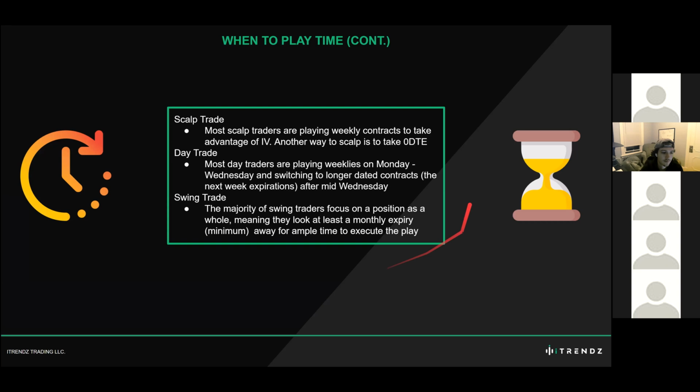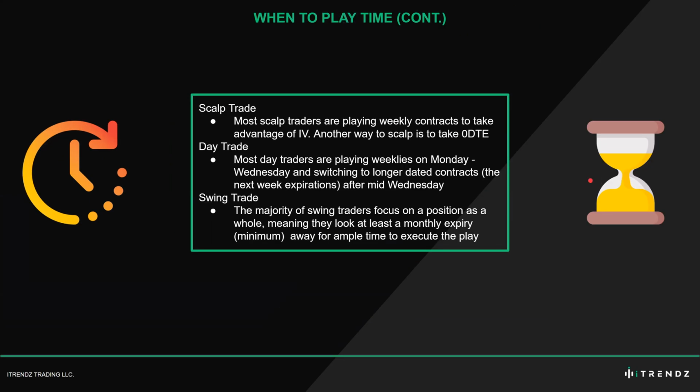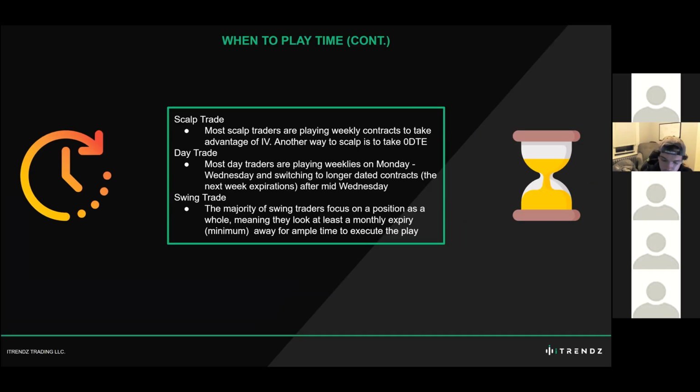Now, when we're talking about buying time, there are different time frames you want to consider when you're looking at what contract or how much time you may need. If you're doing a scalp trade, most players are looking at weekly contracts, so that way they can capture those small movements. Or another thing they'll take a look at to scalp is 0 DTE.